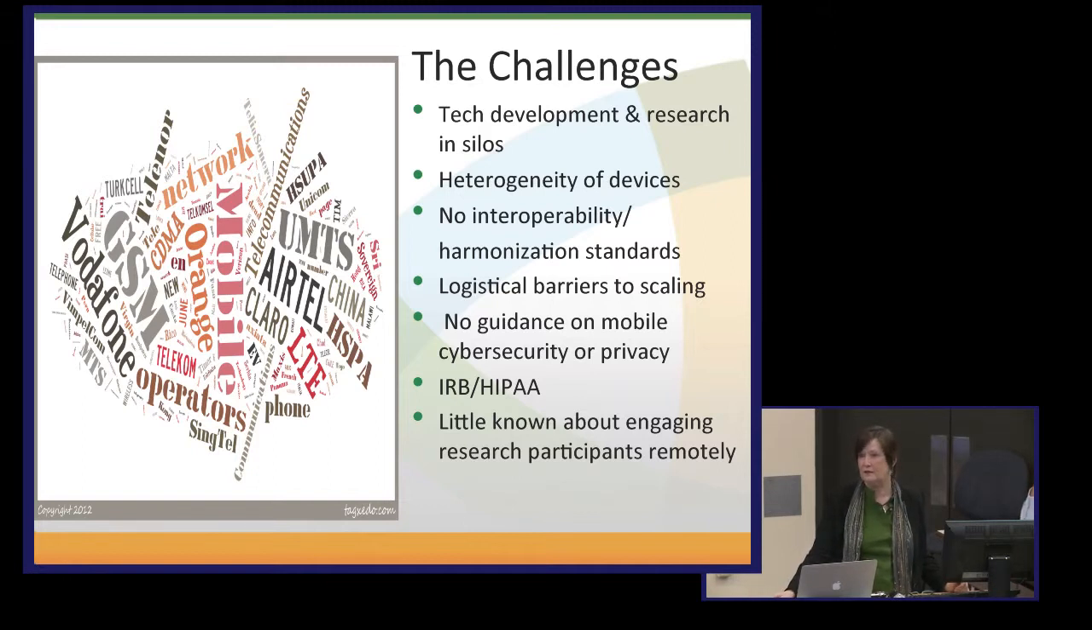And standards. We have HL7, which people are now talking about. There are so many standards and there are so many issues in this, and I think we need to get there. I think there are some logistical barriers to scaling in the U.S. especially. There have been some challenges. The guidance on mobile cybersecurity and privacy, I'm so glad you all have been leading here at Dartmouth in this area. But this is such a challenge.